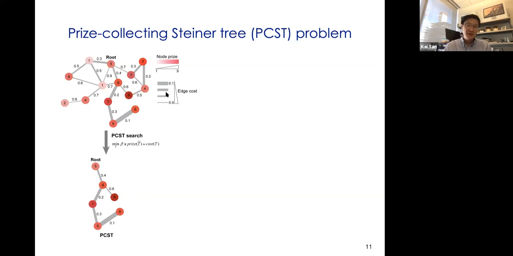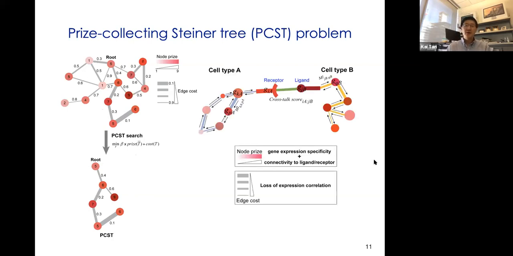So basically in this problem, you have nodes and edges, both are weighted. So the node weight represents price and edge weight represents cost. So the algorithm tries to seek a subgraph that maximizes the sum of price and at the same time minimizes the cost of collecting those prices. So what does that mean in our problem? So we can draw an analogy here.